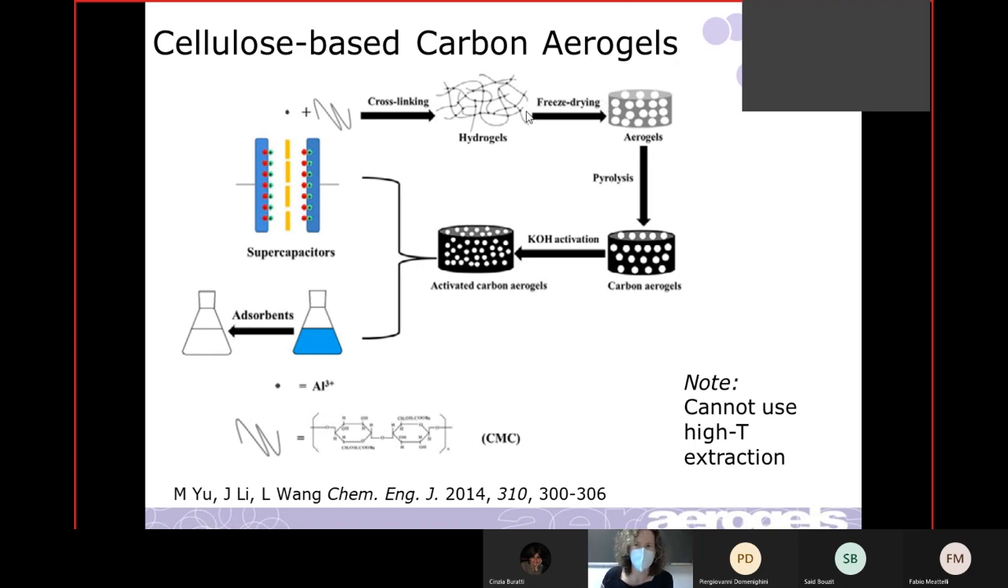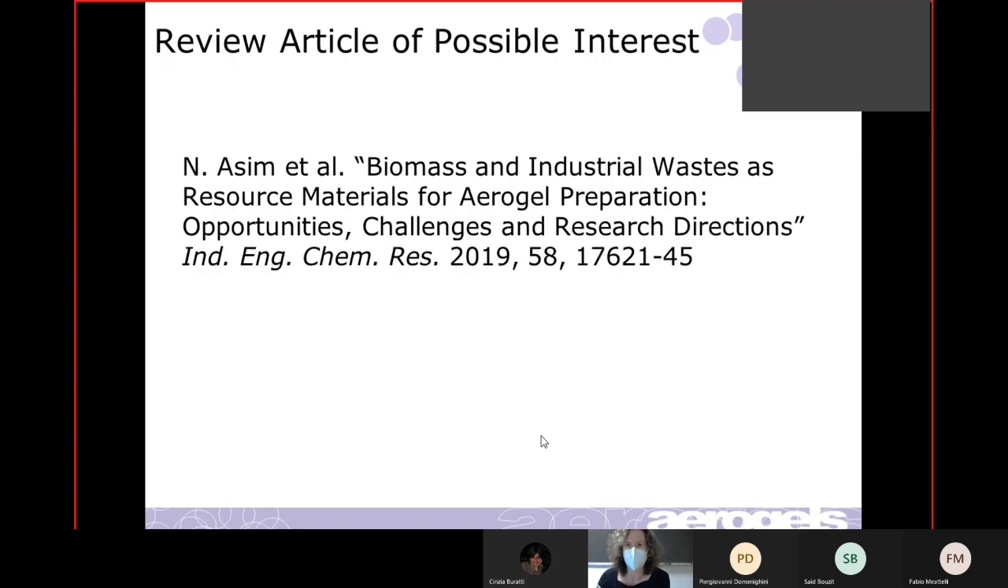The article to which I was referring, that I think will be of possible interest to a number of people, is here. We will be sharing the slides as well as the video after the class, but there's a very nice review that includes very nice tables showing a number of different ways that people have made aerogels using cellulose, using lignin, using various biomass and industrial wastes as resource materials for aerogel preparation. I would encourage you, if this is a topic of continued interest, to take a look at that article.